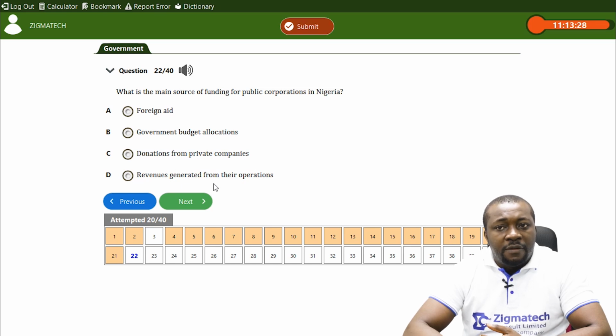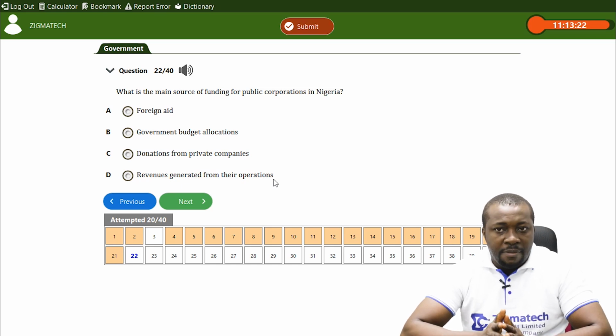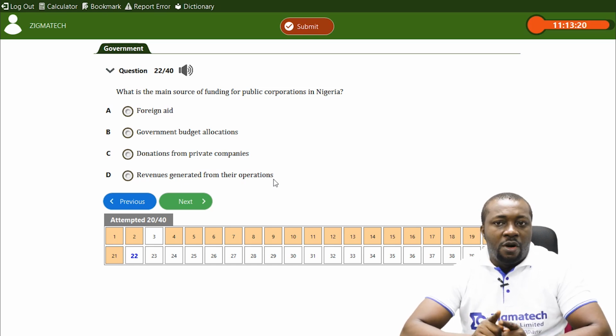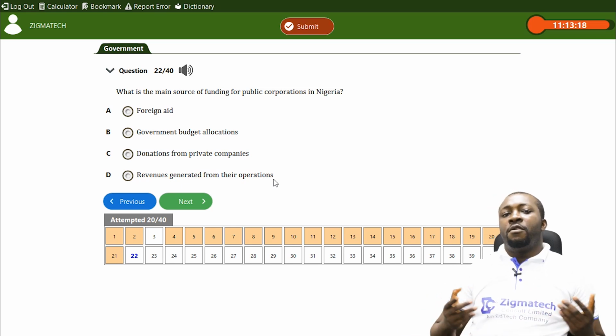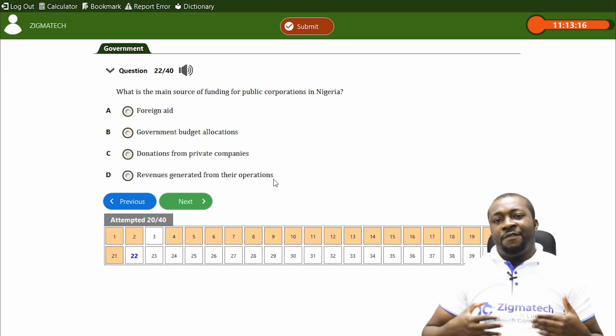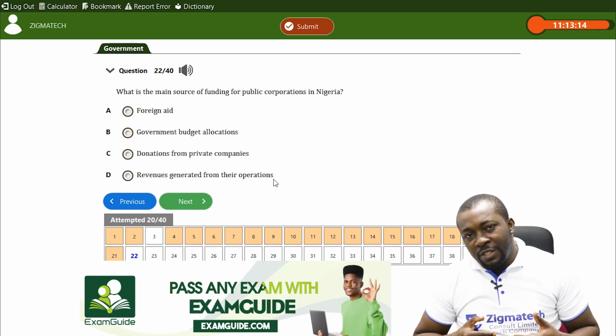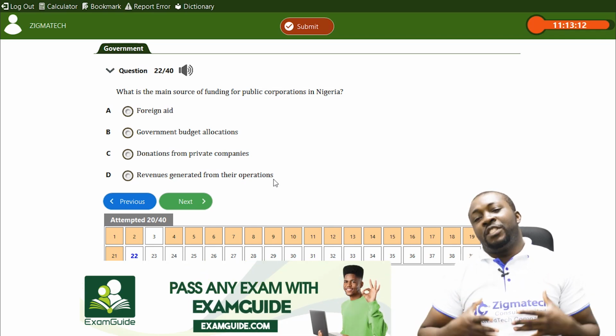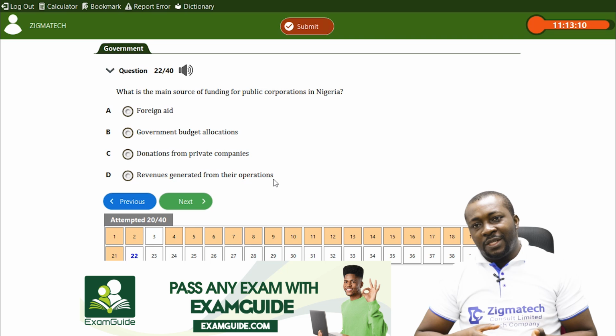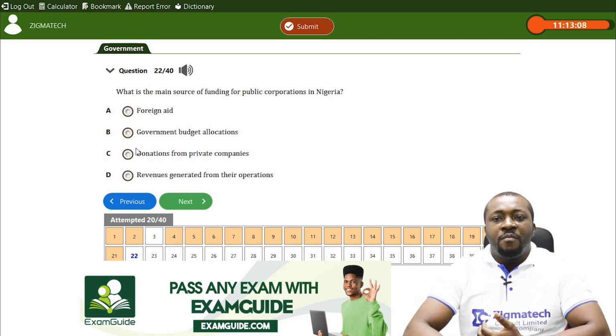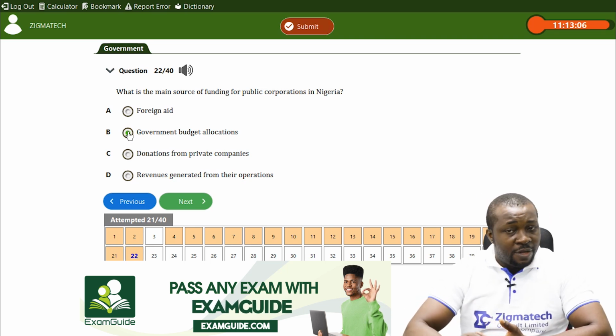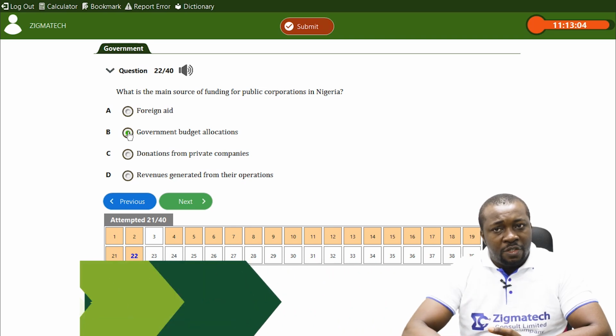Revenue generated from its operation, of course, people pay bills for their services, but at minimal rate, so that bill may not be enough if it wants to embark on a capital project or even its establishment. So it depends on government budget allocation. The government allocates budget to public corporations to run.